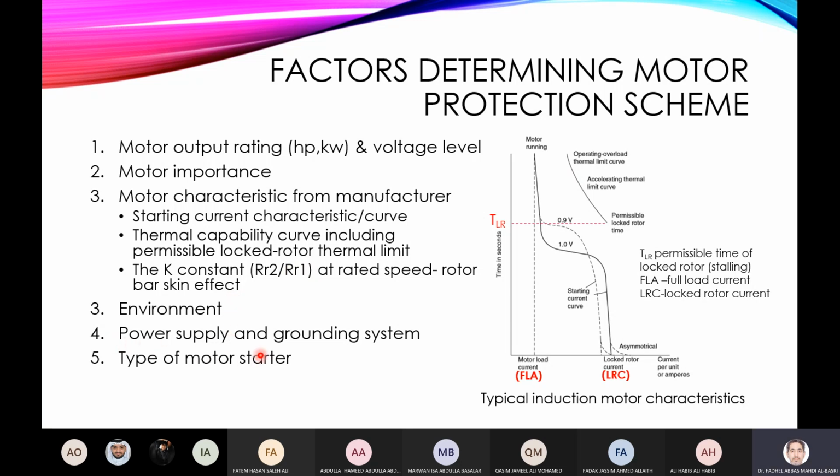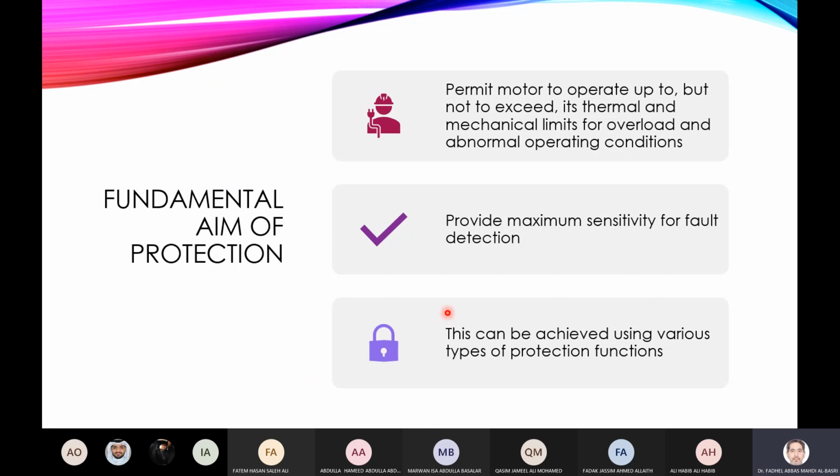So, power supply and grounding systems. The type of grounding system can affect the ground overcurrent protection that you will use. I'll show that later. Types of motor starters matter because they reduce the starting currents. We have different types of starters: transfer starters or rotor resistance starters, direct online starters, and other types, which are beyond the scope of this course.